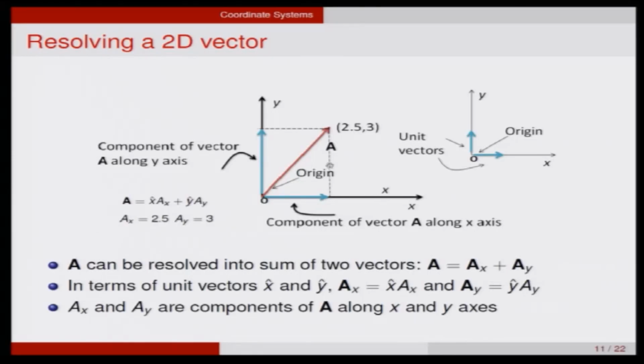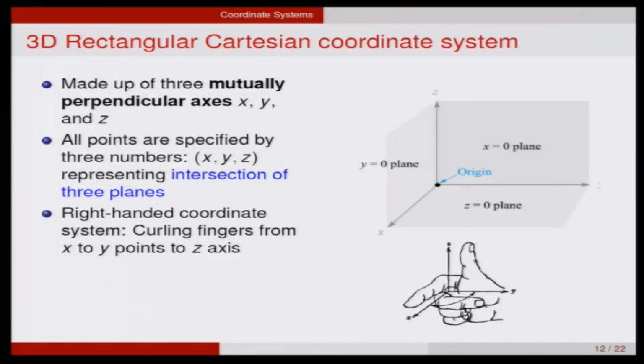This line is x is equal to 2.5, you can stretch this along this direction, and no matter where you are on this line, the value of x will always be the same, equal to 2.5. The value of y along this horizontal line will be the same, equal to 3. Only thing is, x will be changing along the horizontal line, whereas x will be constant here and y will be changing as you move up and down. So, any point in a 2-dimensional coordinate system was represented as the intersection of two lines.